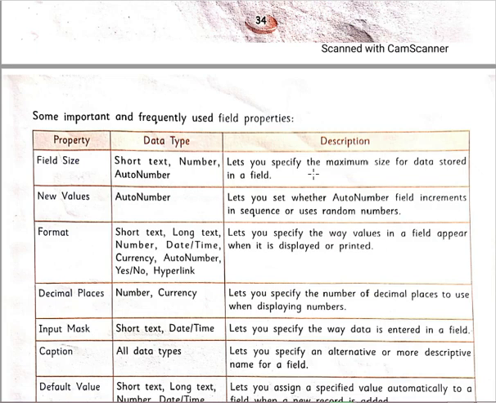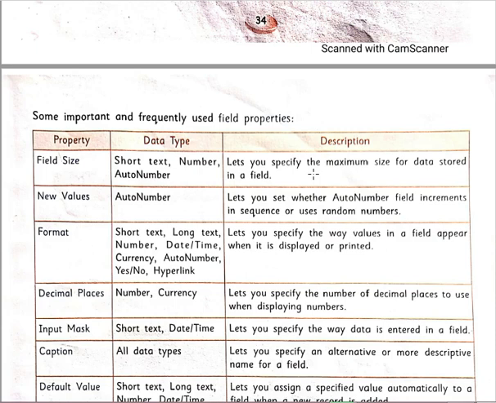The second one is our format. It comes under the data types short text, long text, number, date and time, currency, auto number, yes/no, hyperlink, like that. That means it lets us specify the way values in a field appear. Either you want it as short text or long text, or you want to enter date and time or currency, or you want it as an auto number, like that.